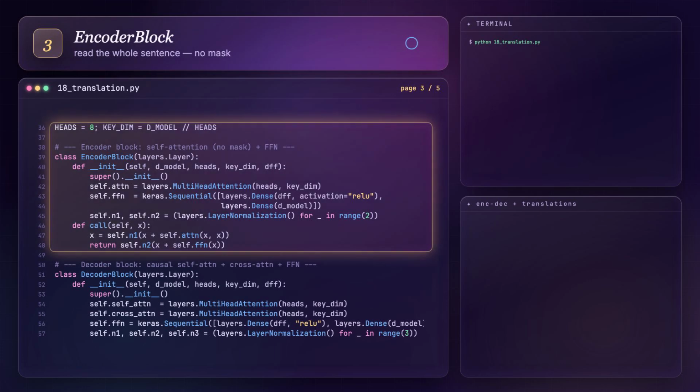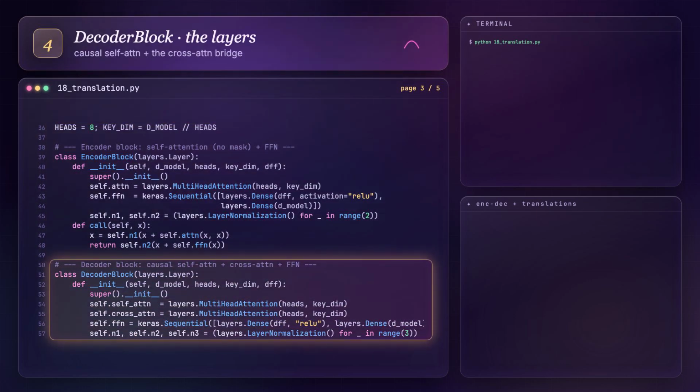The encoder block, one multi-head attention doing self-attention over the English. Note key_dim is the model width split across the 8 heads. A feed-forward network and 2 residual plus layer norm wrappers. No causal mask here. The encoder is allowed to see the whole sentence at once. That's the entire comprehension engine.